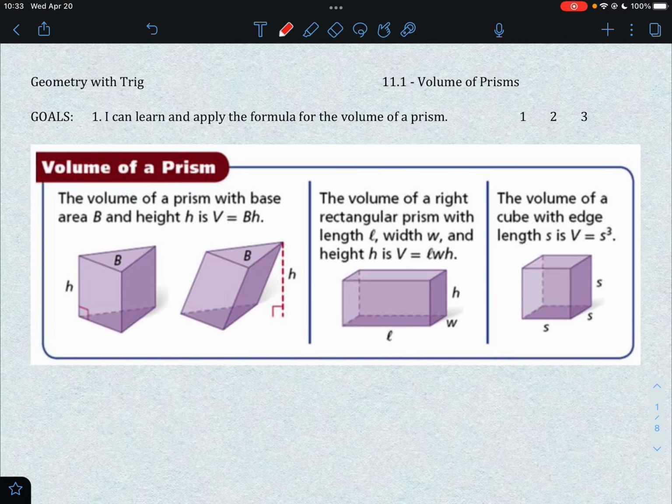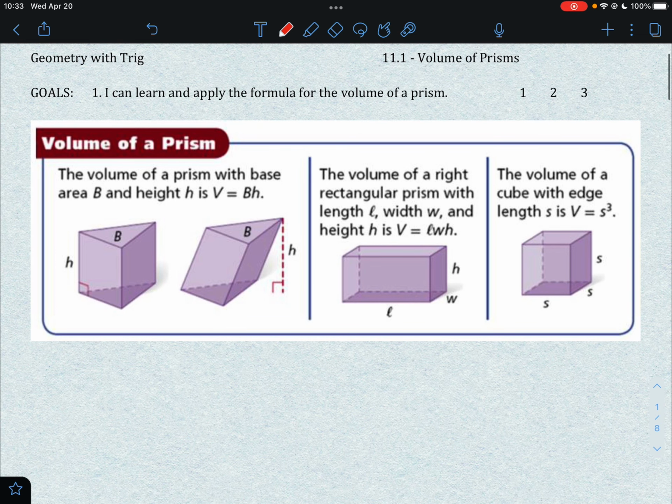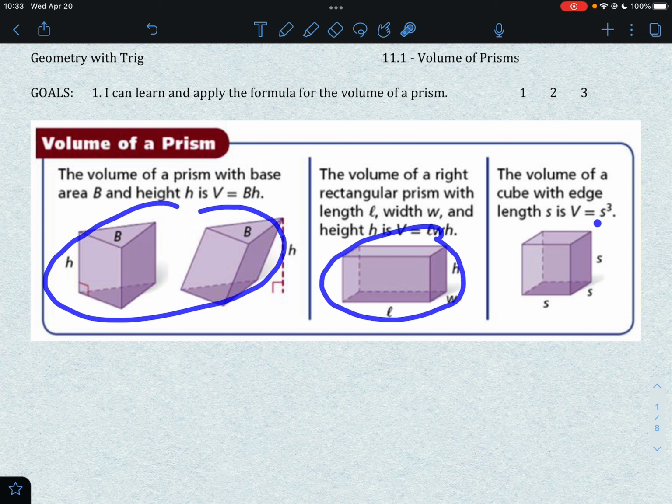All right, in today's video, we're going to take a look at finding the volume of prisms. So we've already done surface area of prisms, but now we're going to take a look at the volume of prisms. And we can see on this first page here, we have a triangular prism, a rectangular prism, and a square prism, which is also called a cube.